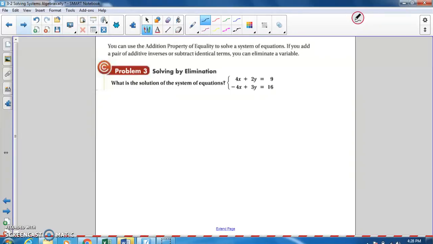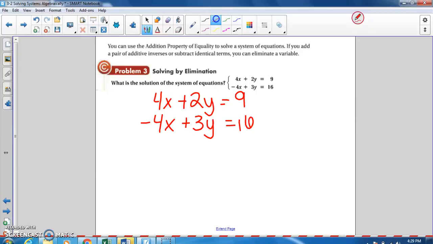In this system, 4x plus 2y is equal to 9 and negative 4x plus 3y is equal to 16. Our x terms have the same coefficient, so we have 4 and negative 4. Those are going to be additive inverses because 4 plus negative 4 is going to be 0. So if we add our two equations, we're going to add both of our equations.